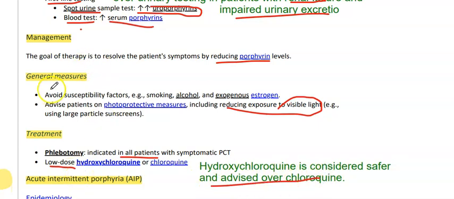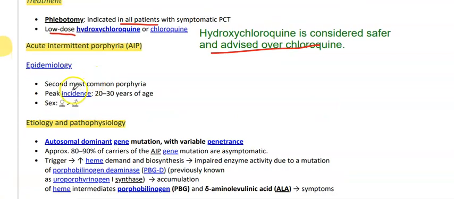Now we will discuss acute intermittent porphyria. It is the second most common porphyria, with peak incidence at 20 to 30 years of age. It is more common in females. Etiology and pathophysiology: an autosomal dominant mutation with variable penetrance. Approximately 80 to 90% of carriers are asymptomatic.